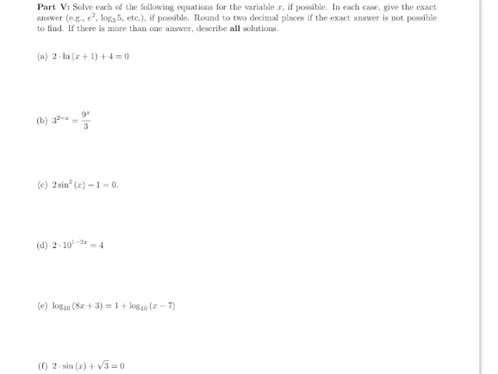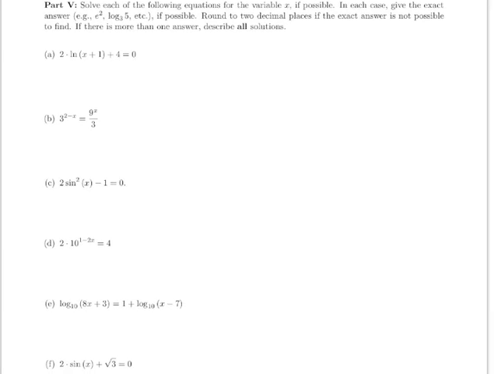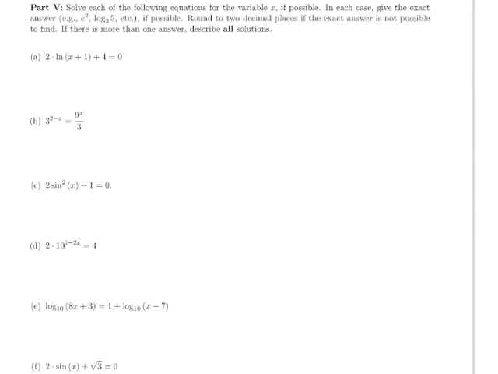The first equation we have has a logarithm in it, so we know our goal is to get the logarithm by itself on one side. Again, I won't show every step here because I don't have much room, but I'll subtract 4 from both sides, and I'll divide both sides by 2. If you do those two steps, you'll have the natural log of x plus 1 equals negative 2.